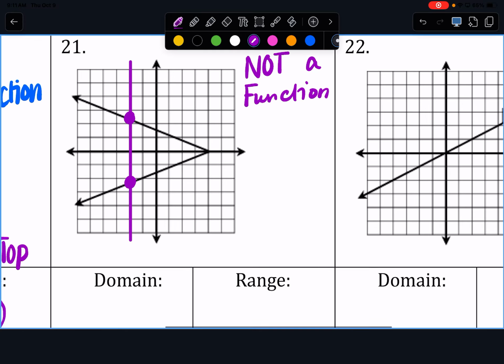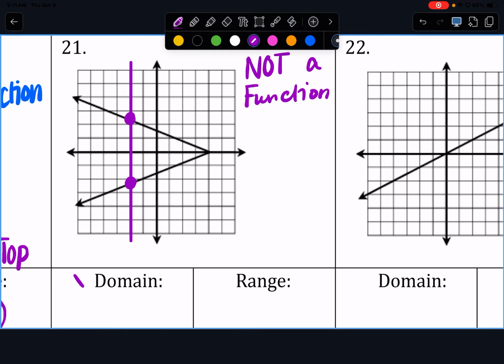So we're still going to do domain and range though. So domain, again, are x's. We're going to go from left to right. So when I look at the left of this graph, what do I have on the left side of this graph? Is those points or the arrows?